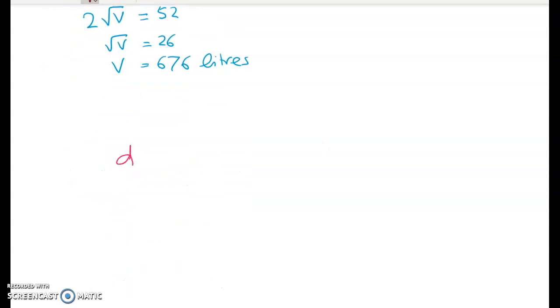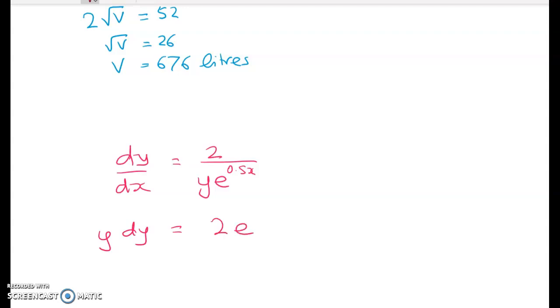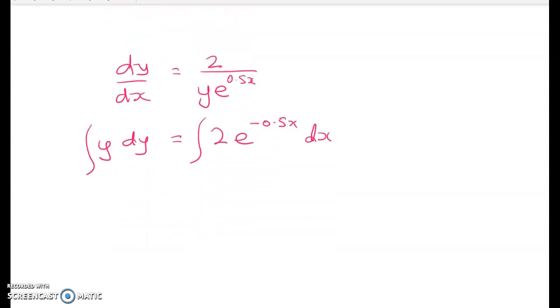So the differential equation that we're starting with is dy by dx is equal to 2 over y times e to the negative 0.5x. Separating the variables gives me y dy is equal to 2e to the negative 0.5x dx, and I'm going to integrate on both sides. So on the left-hand side of the equation, I get 1/2 y squared, and on the right-hand side, I'm going to get something times e to the negative 0.5x.